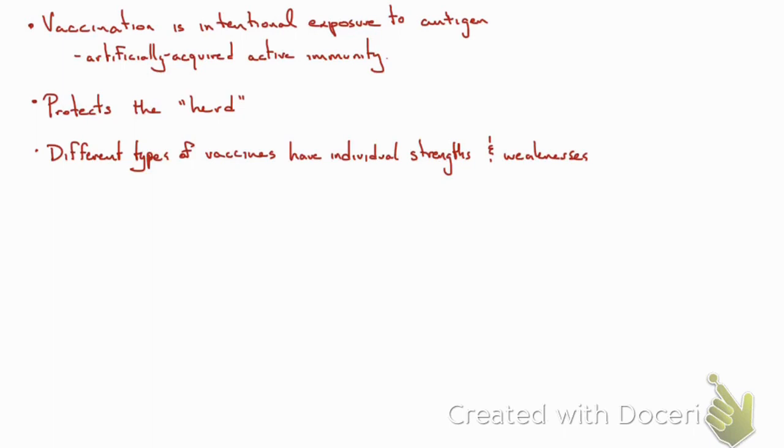And finally, different types of vaccines have their individual strengths and weaknesses. While some will stimulate T helper, TC, and B cells, and some do not, the drawback of some may be that they cause illness. And so there really is a balance here: how strong of an immune response does it generate, and what is the risk we're willing to take in order to generate that strong immune response.